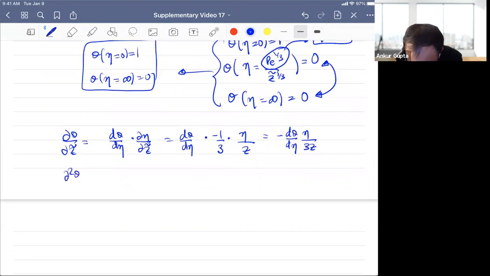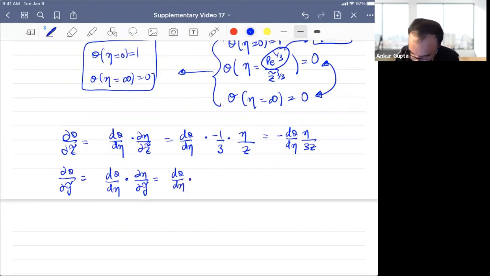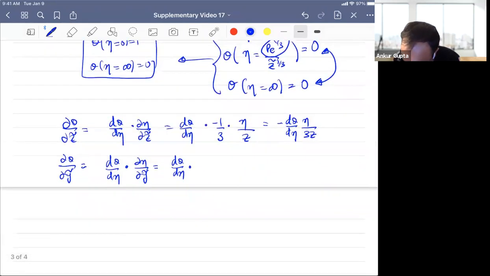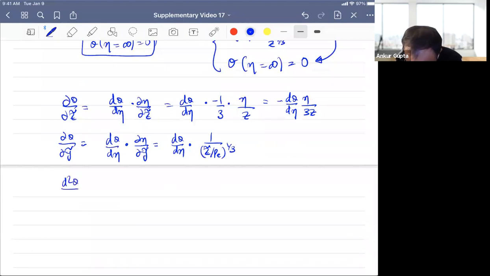Then we have del square theta by del y square. So del theta by del y first. Del theta by del y becomes d theta by d eta times del eta by del y, and this becomes d theta by d eta times simply 1 by z tilde by Peclet to the power of 1 by 3, and del square theta by del y square would be, sorry, del by del.